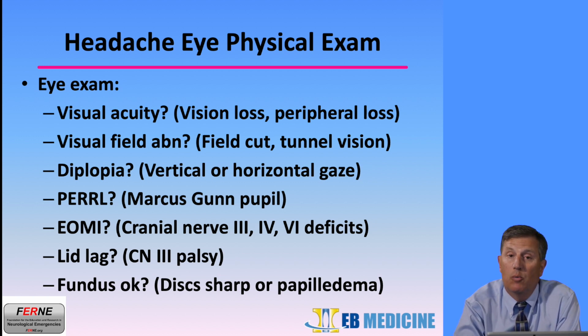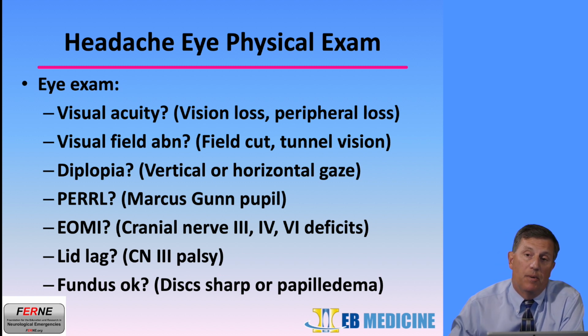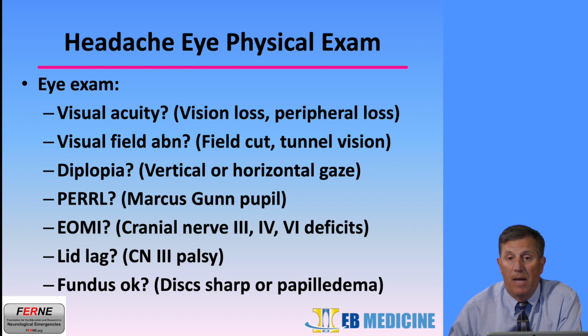Are the pupils equally round and reactive? Might there be a Marcus Gunn pupil? Are the extraocular muscles intact? We want to know specifically, are cranial nerves 3, 4, and 6 working adequately, or are there deficits? Lastly, the presence of a lid lag could suggest a cranial nerve 3 palsy. Then you want to look at the fundus of the eye to make sure that the discs appear sharp, that there's no evidence of papilledema and/or hemorrhage or poor vascular supply.